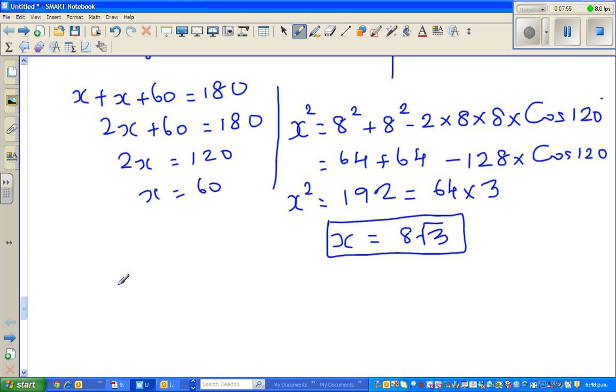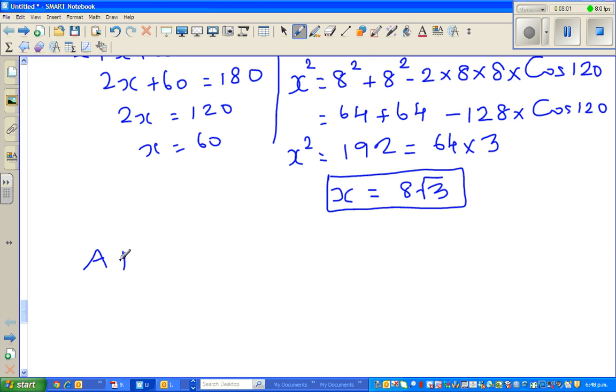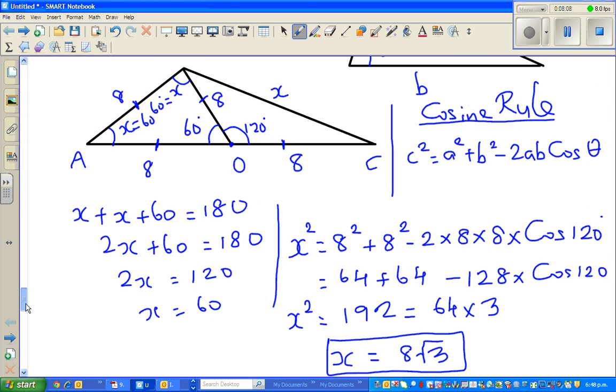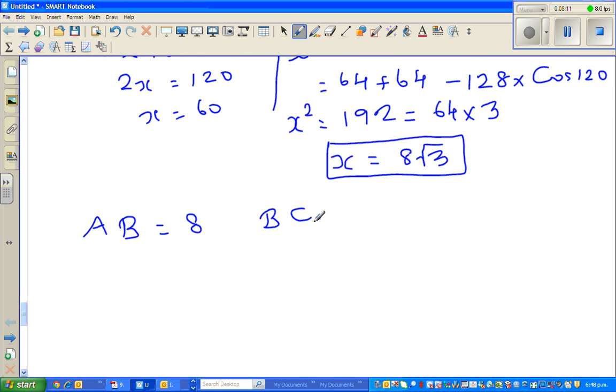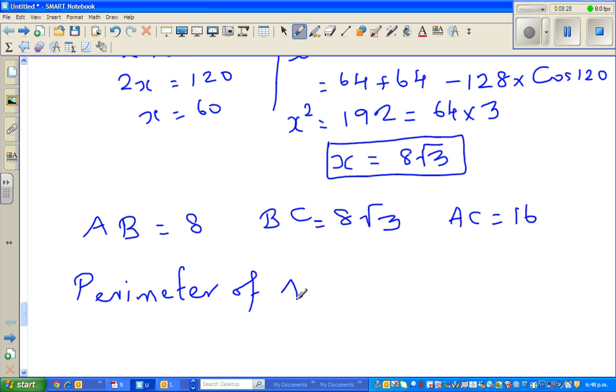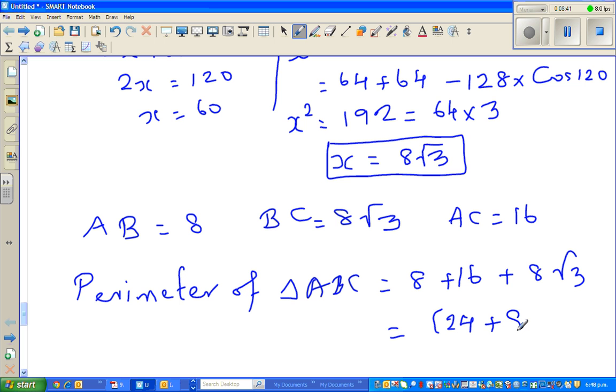So what is AB? AB is 8. What is your BC? Let's go back to your diagram. BC is x, am I right? BC is x, which is 8 root 3. And you got AC, which is the diameter, which is 16. So the perimeter of triangle ABC is 8 plus 16 plus 8 root 3, which is 24 plus 8 root 3 centimeters.